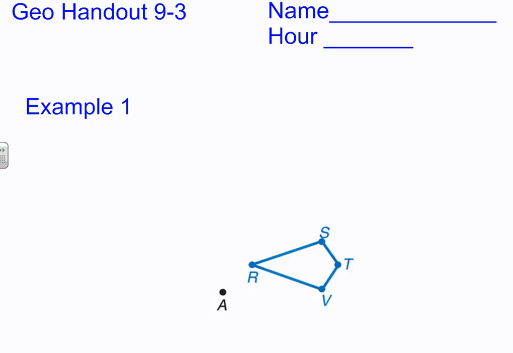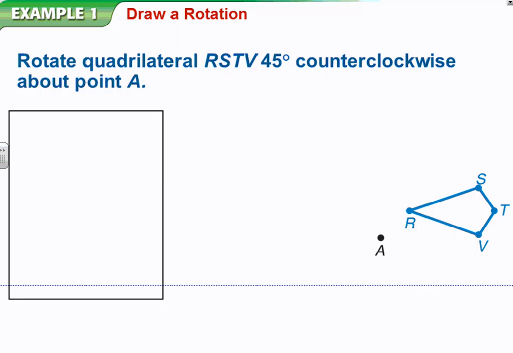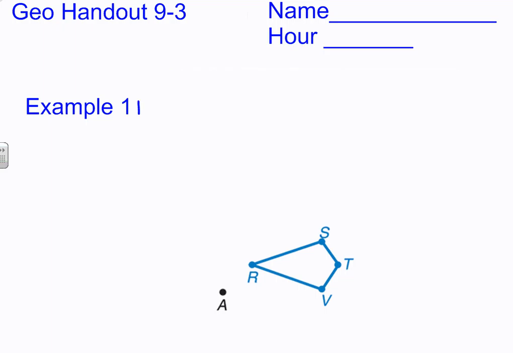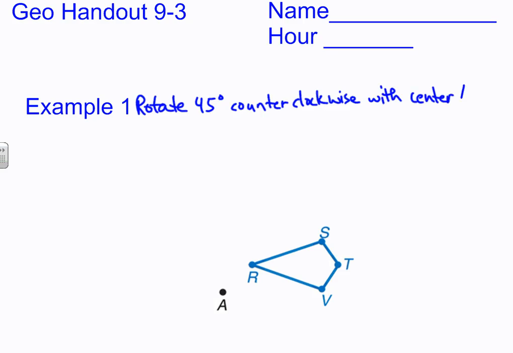I'm going to go to the next slide and just go through the directions. We'll actually write a little bit of the directions on this slide as we move forward. Here's the actual slide with directions. It says rotate quadrilateral RSTV 45 degrees counterclockwise about point A. So you're going to write yourself a little note: rotate 45 degrees counterclockwise with center A.